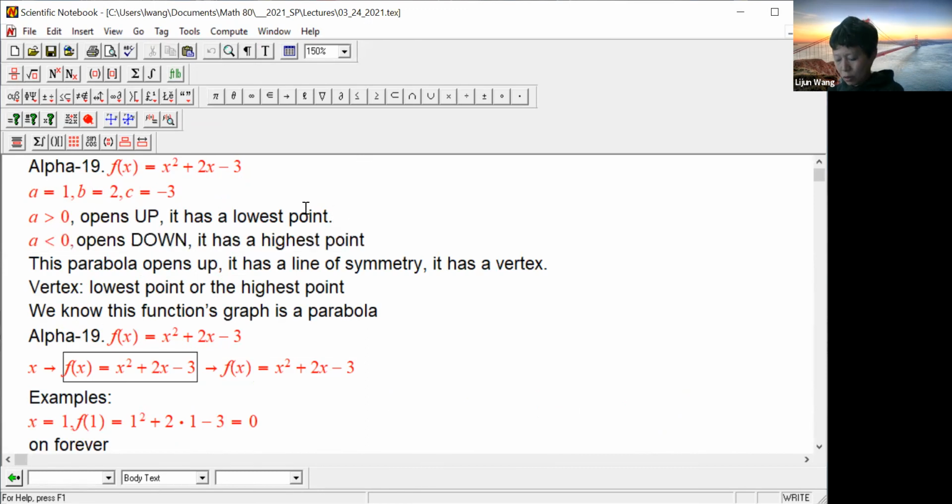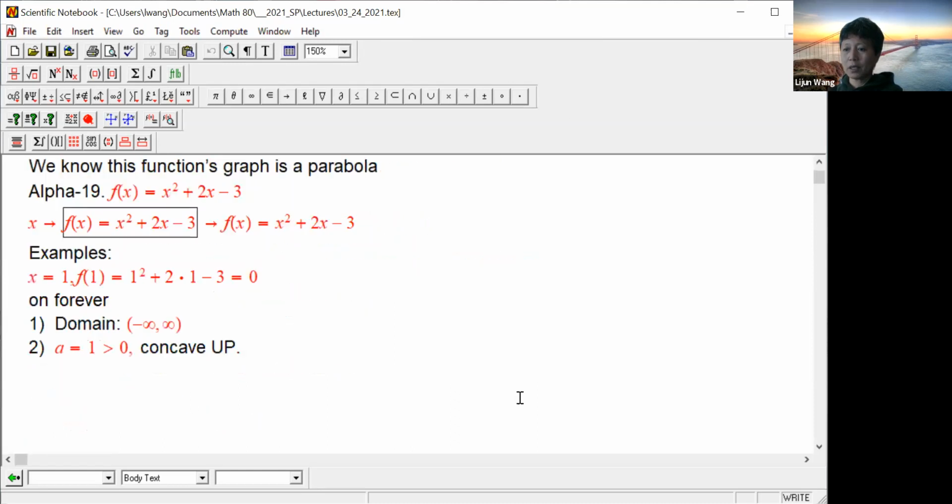And of course, this is also called concave up or concave down. Do you follow me, guys? You're learning all these new words, don't you? Concave up, concave down.